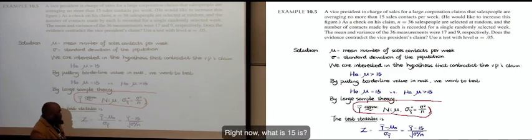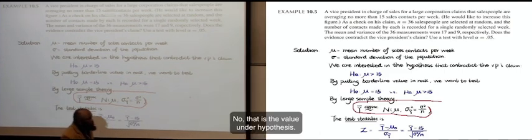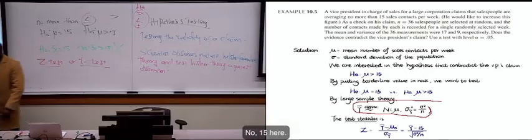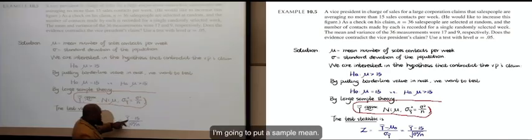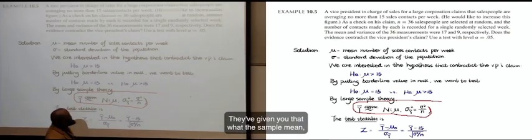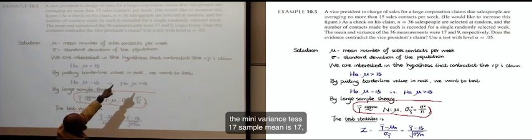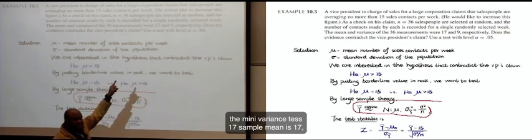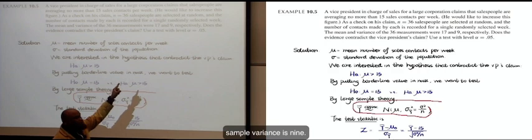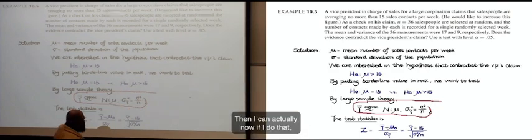Right now, what is 15? It is mu naught. That is the value under the hypothesis. Mu naught is 15. Then here I'm going to put the sample mean. They've given you that. What is the sample mean? The mean and the variance of the 36 measurements: sample mean is 17, sample variance is 9. Then I can now do that.